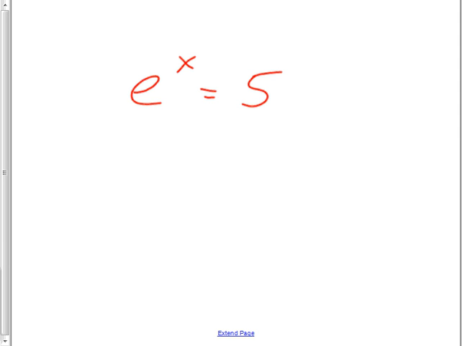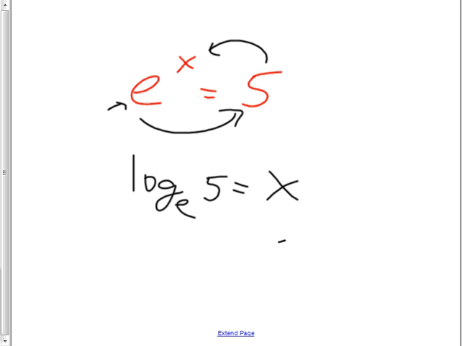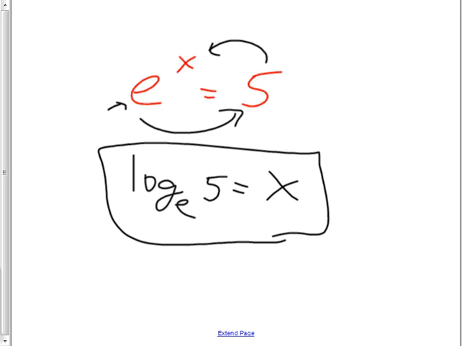Okay, so if you rewrote this correctly, you should have started by saying, well, it's not a log, so I'll make it a log. And then what base should I choose? E, because that's the base. And then I switch to the other side, and then I jump back here, and there we go. Log base e of 5 equals x.